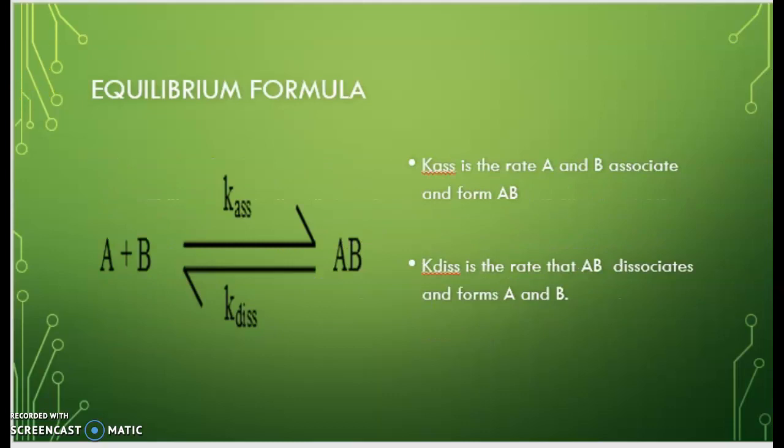This is a formula that can be associated with the equilibrium formula. K_ass is the rate at which A plus B associate and turn into AB. And just as easily as A plus B turns into AB, AB can dissociate and turn into A plus B.